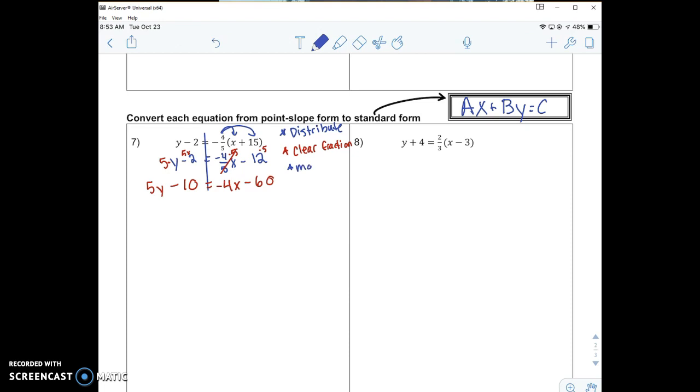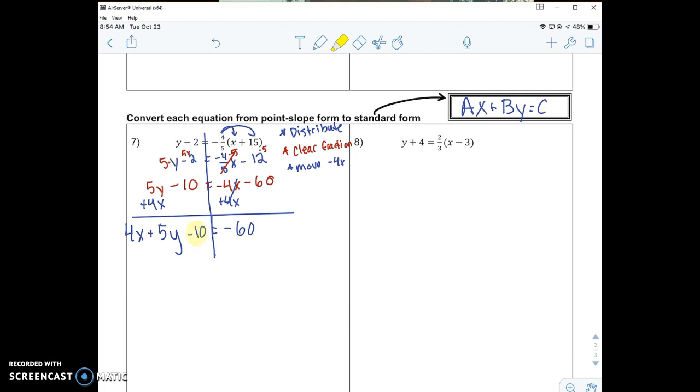Next, I'm going to move my term with x, so I'm moving negative 4x to the other side. It's negative, so I need to add plus 4x plus 4x. It does not have any like terms, so I'm going to have 4x plus 5y minus 10 is equal to negative 60.